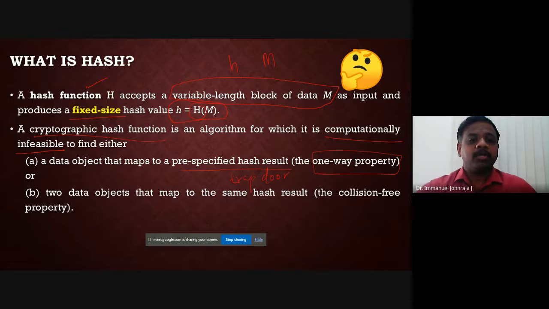All right, the second one: finding two data objects that map to the same hash result should be infeasible. Suppose you got a hash value called h, and you got another hash value called h dash. For no two messages, let me say message and message dash, these are two different messages, these two different messages cannot end with a single hash value called h.